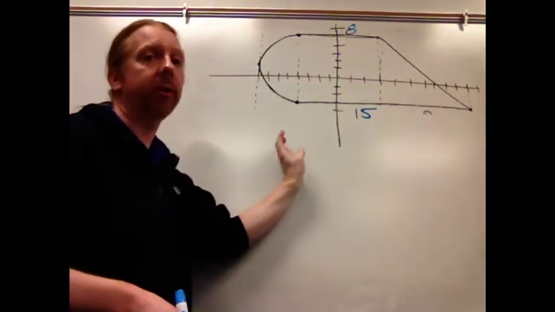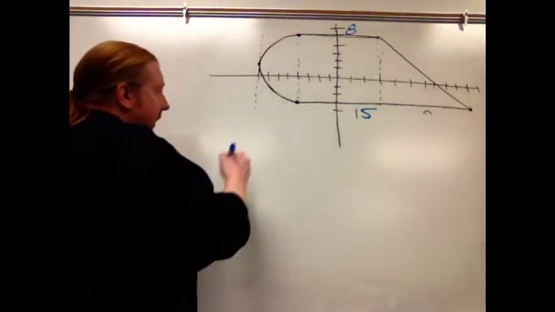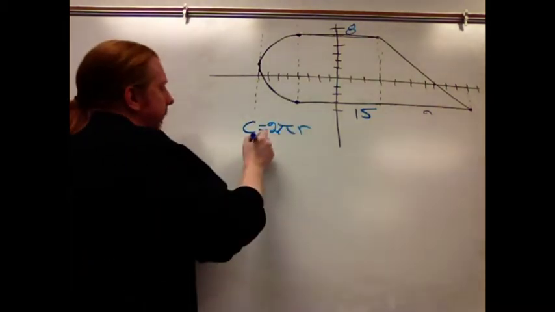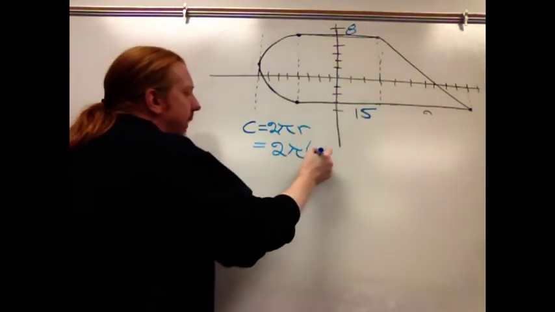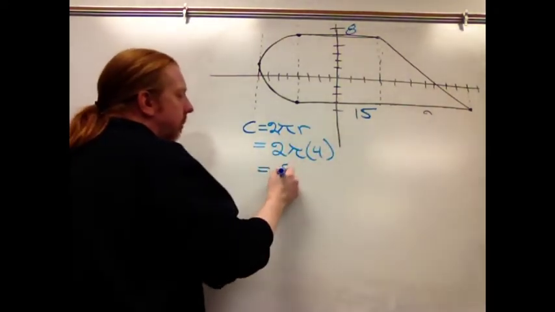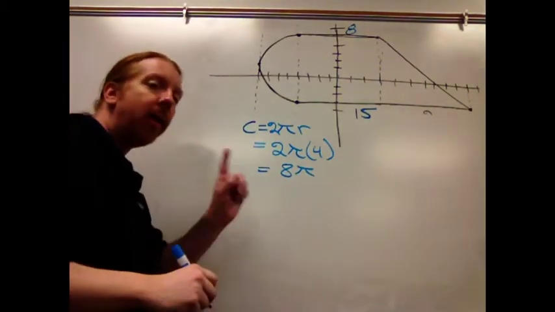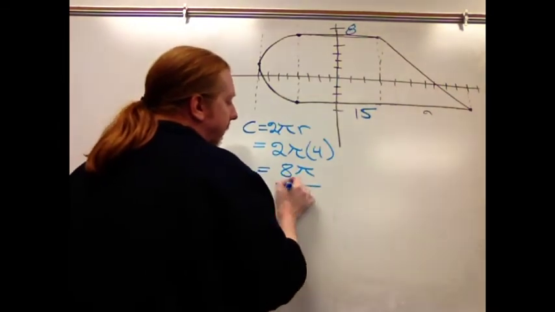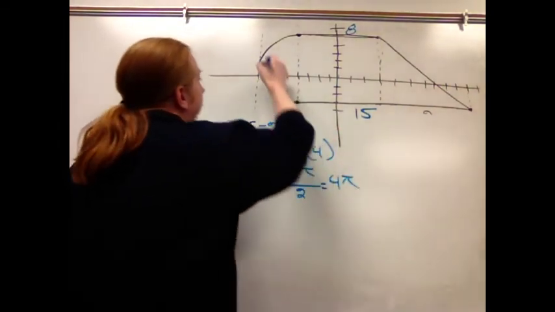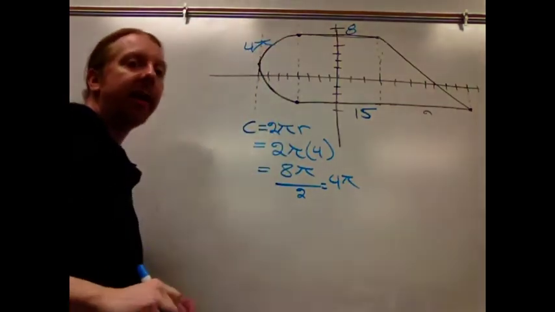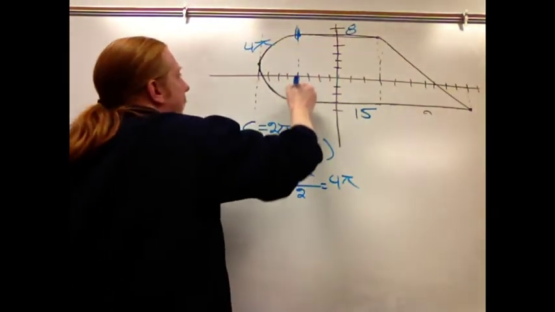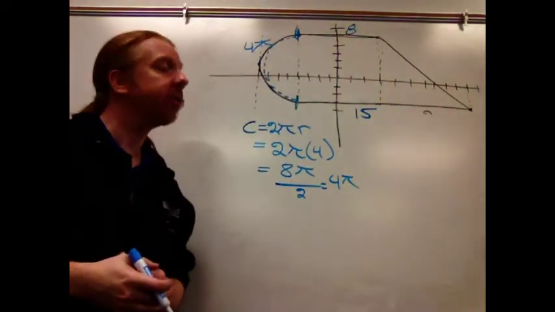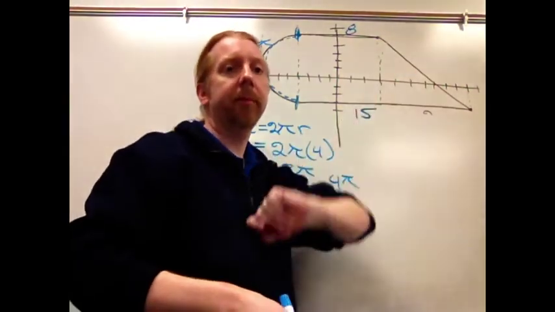Well, this is a half circle, so I can use the idea of circumference to figure that out. Circumference of a circle is 2 pi times the radius. So 2 times pi times a radius of 4 units puts me at 8 pi. But that would be a whole circle. I only want half of it, that curved part. So I divide it by 2, and I get 4 pi as that curved part that starts here and ends here. So now I have 3 out of 4 parts figured out. The last part to get is this piece over here.